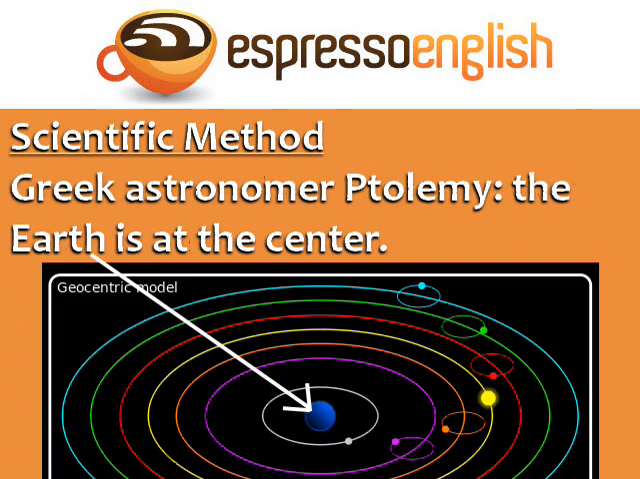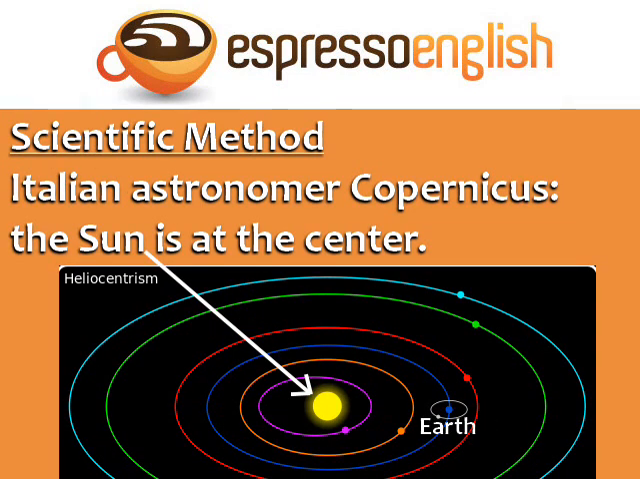For example, the Greek astronomer Ptolemy had a theory that the Earth is at the center of the solar system. This model was fairly accurate for predicting the positions of the planets, and it was used for over 1,500 years. Then, another astronomer named Copernicus proposed the theory that the sun is at the center. Later experiments and calculations supported this idea, so the new theory was adopted and the old one was abandoned.